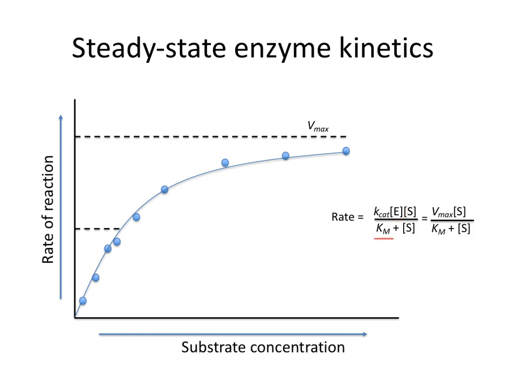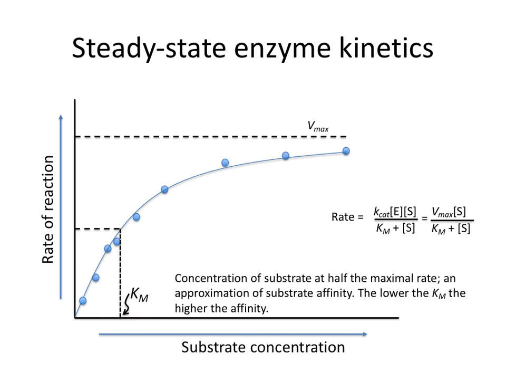The Km is the substrate concentration at half the maximal velocity. So here, if we draw the line to half of Vmax, we can determine the Km value for the enzyme and its substrate, in this case hexokinase for its substrate glucose. So Km is the concentration of substrate at half the maximal rate of reaction.